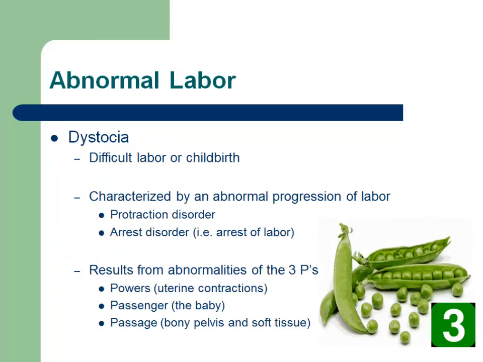The obstetric term dystocia is defined as abnormal labor. Dystocia can lead to an abnormally slow labor, which is called a protraction disorder, or it can lead to no progress in labor at all, called arrest of labor. Dystocia results from an abnormality of one of the 3 P's of labor mechanics: the powers, the passenger, or the passage. Let's look at each of these 3 categories and how abnormalities in any one of them can lead to dystocia.